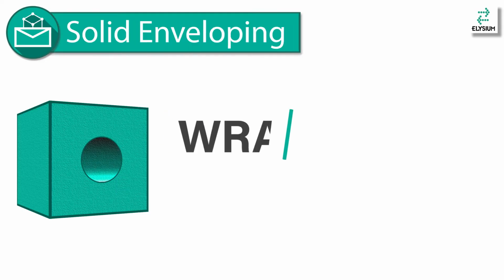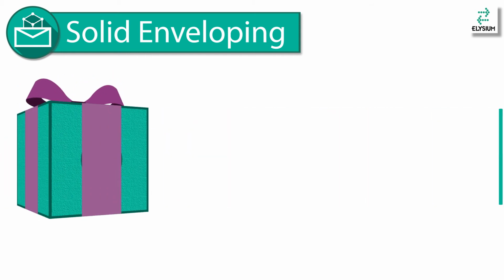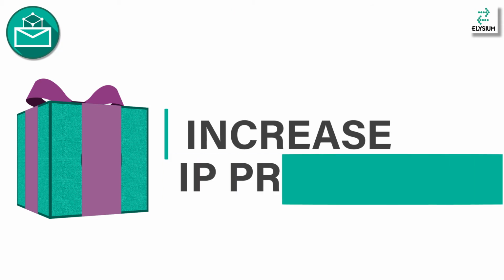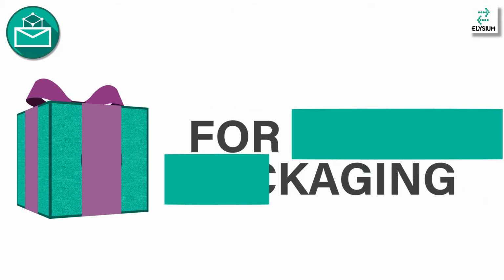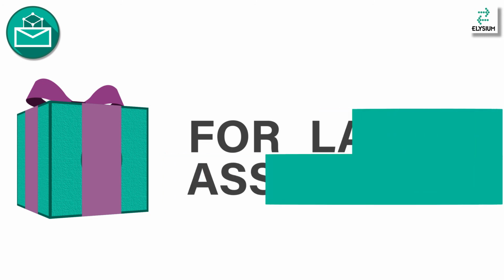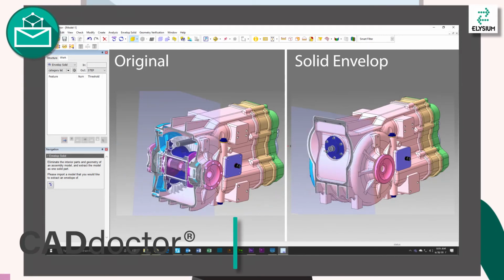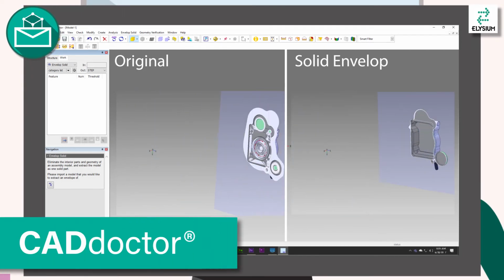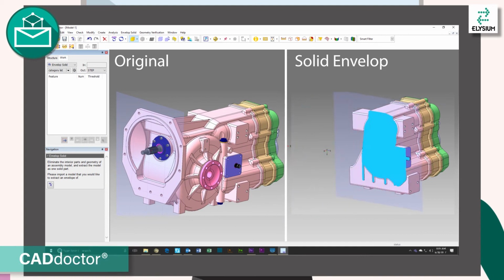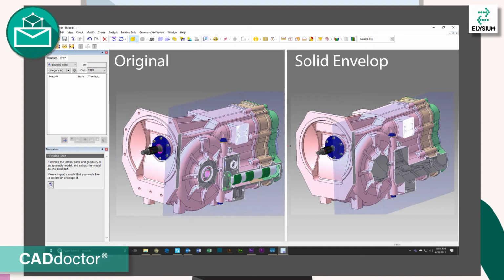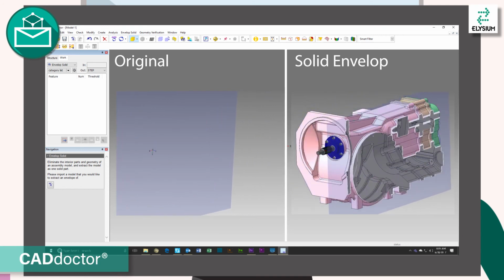Solid enveloping will allow you to wrap parts and assemblies, which will increase your speed, increase your IP protection, reduce file size, claim space for packaging, for large assemblies, and for analysis. In CAD, you can easily take complicated assemblies and remove the internals and the intellectual components. This will leave you with a surface or a complete solid.